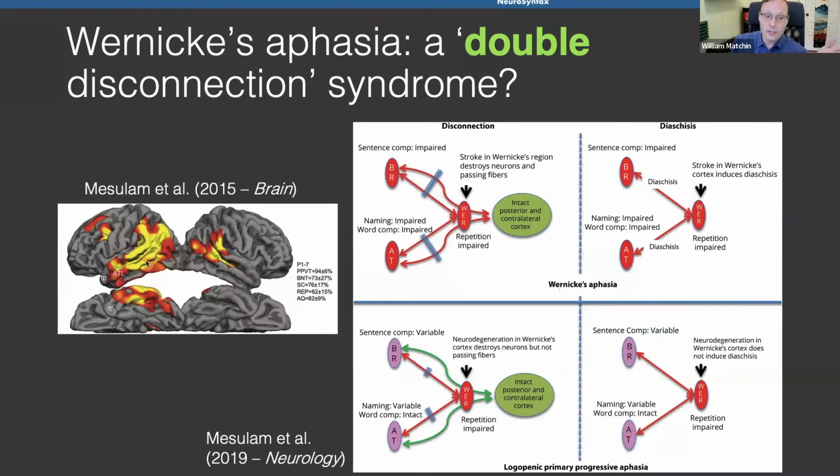This is exemplified in the PPA literature, which I discussed a little bit before, but this is a case study from Mesulam's paper, right? This is a patient with severe degeneration of, I think by anyone's definition, the areas in and around Wernicke's area, but with very good word-level comprehension. So the idea here is that PPA is a cleaner way to look at this.